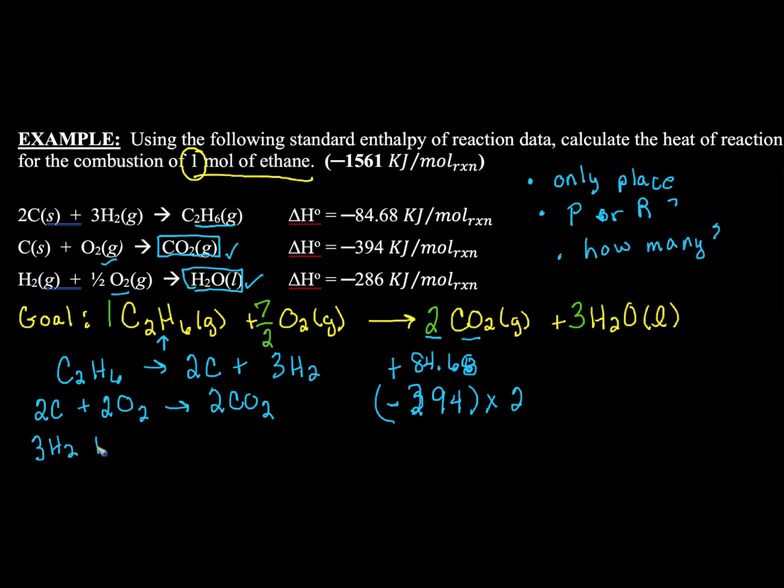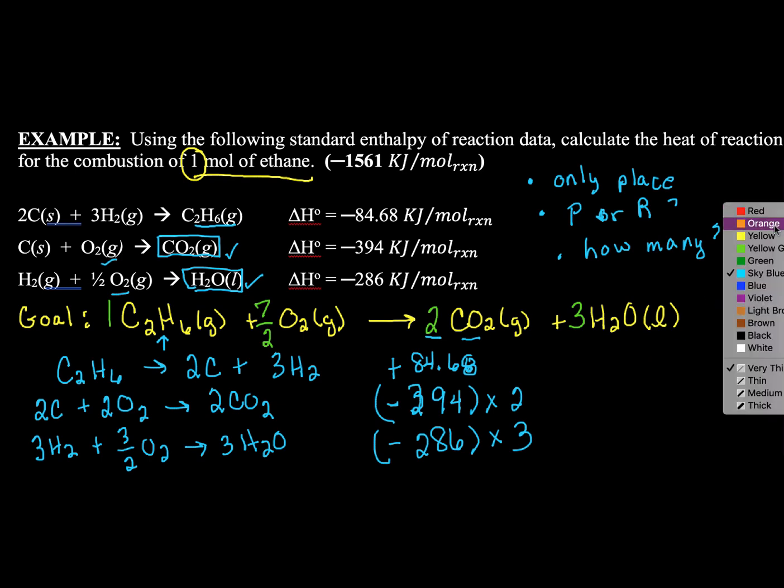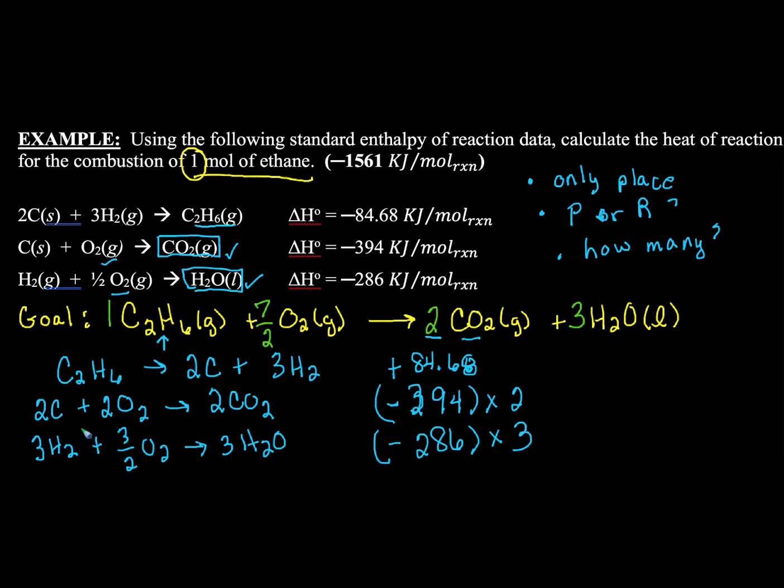3 hydrogens plus 3 halves oxygen yields 3 H2O. And if I multiply the reaction by 3, I have to then multiply my enthalpy by 3. So that's the main process. Now let's take a look and make sure we ended up with our goal reaction intact.